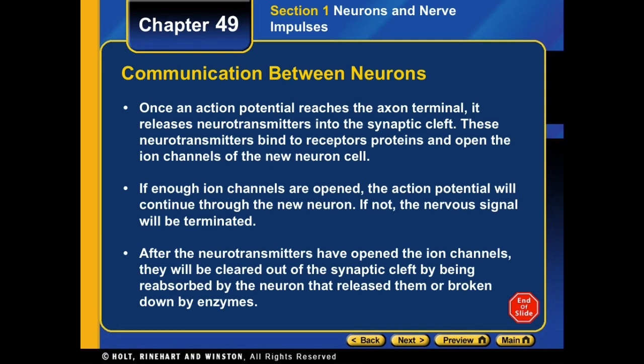After the neurotransmitters have opened up the ion channels so that the impulse can continue, they will be cleared out of the synaptic cleft by being reabsorbed by the neuron or just broken down.